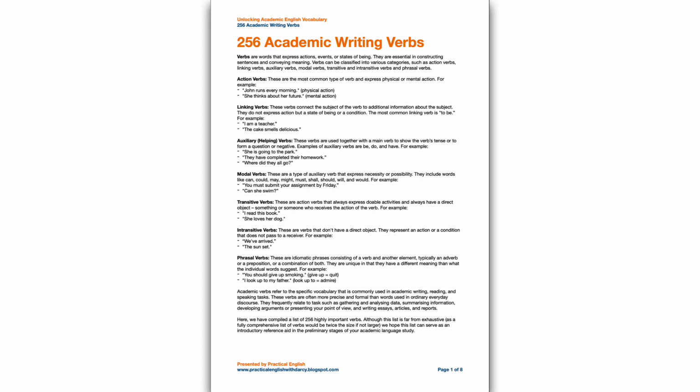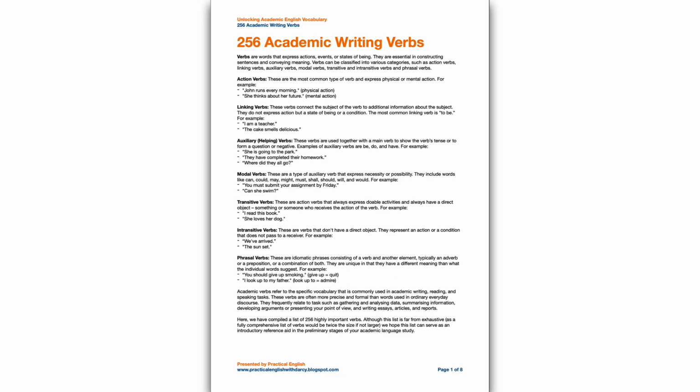Transitive verbs. These are action verbs that always express doable activities and always have a direct object, something or someone who receives the action of the verb. For example, I read this book. She loves her dog. Intransitive verbs. These are verbs that don't have a direct object. They represent an action or a condition that does not pass to a receiver. For example, we've arrived. The sun set.